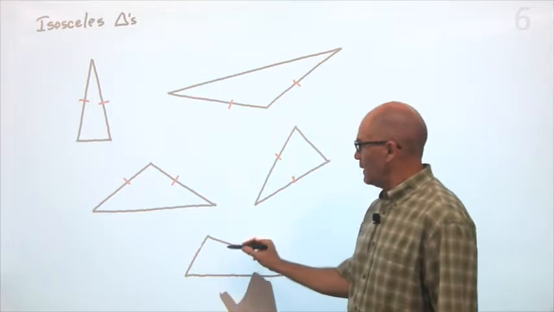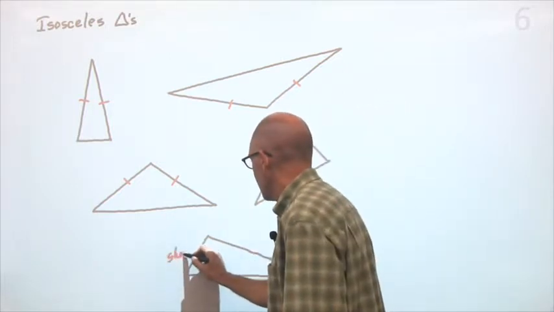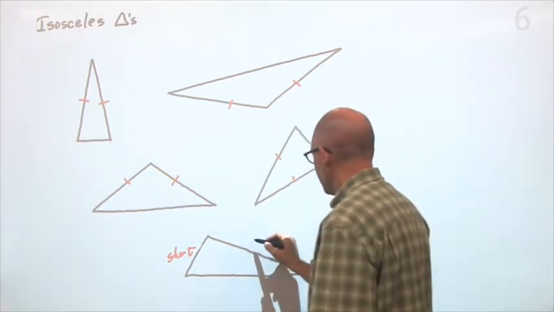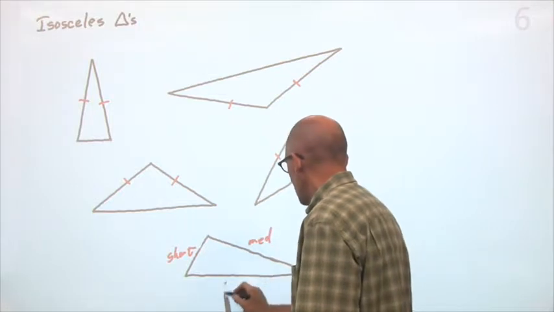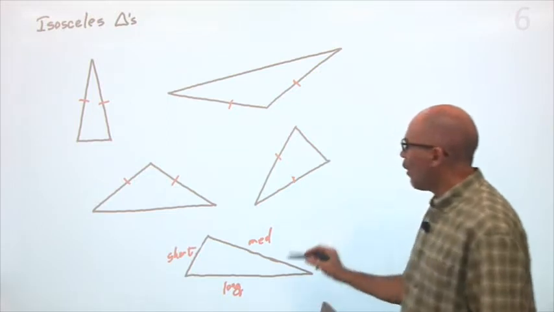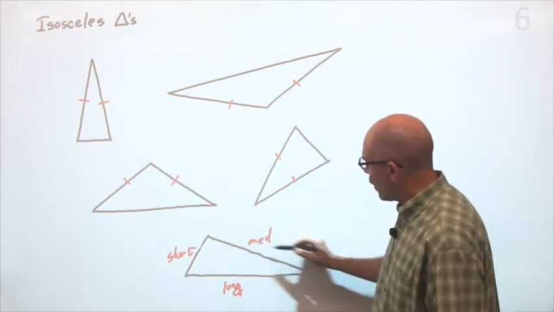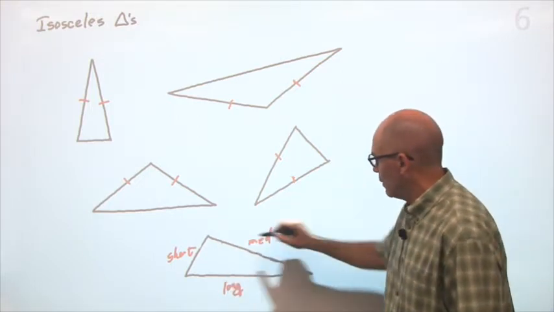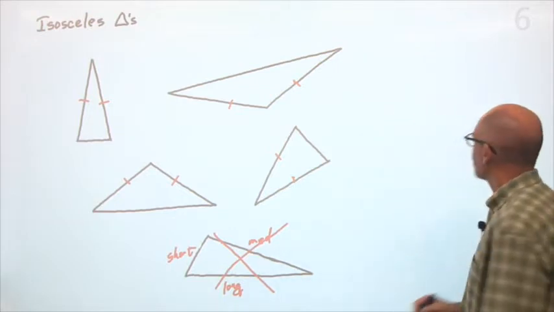And this one is the imposter, because you can see here's the short side right here. And then if I compare these two sides, this is the medium side and this is the long side. So that looks almost like an isosceles triangle. If this side was a little longer, it would be, but this is the imposter. The imposter. Okay.